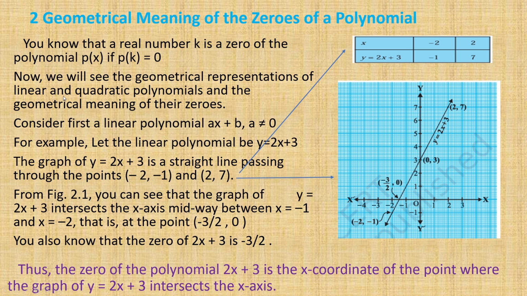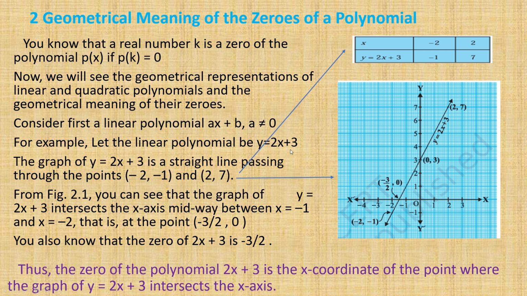Now we will see the geometrical representation of linear and quadratic polynomials and the geometrical meaning of their zeros. So first we consider the linear polynomial. What is meant by a linear polynomial? A linear polynomial is a polynomial of the form ax plus b, where a is not equal to 0. For explanation, we will take one example. Let the linear polynomial be y is equal to 2x plus 3.